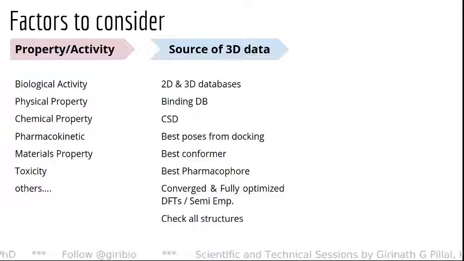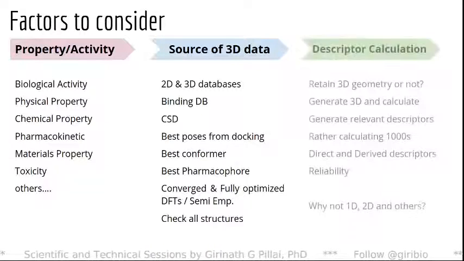Converged and fully optimized structures from DFT or semi-empirical calculations. And finally, let the structure come from anywhere, any source, or let it be auto-curated, but please check all the structures one by one. Very trivial. There could be mistakes in the structures.